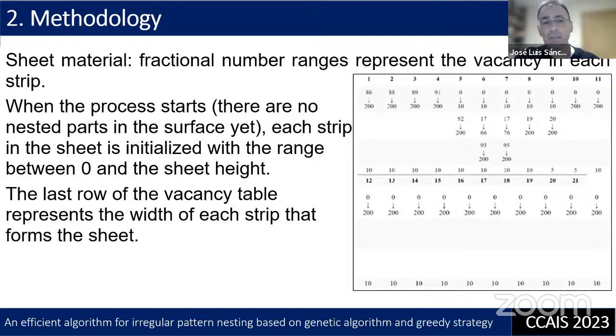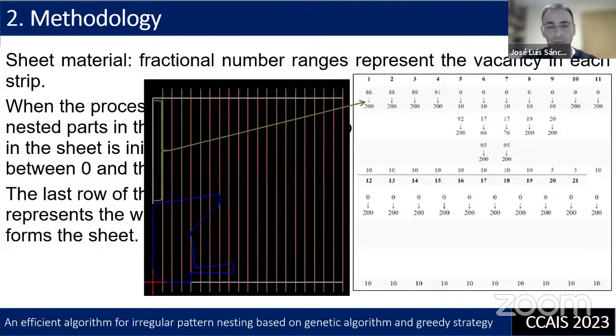In order to represent the sheet material, we use fractional number ranges representing the vacancy strips. When the process starts, there are no nested parts on the surface yet. Each strip in the sheet is initialized with the range between 0 and the sheet height. And the last row of the vacancy table represents the width of each strip. As an example, we have this free space in the first strip, which is represented by the numbers 86 to 200.